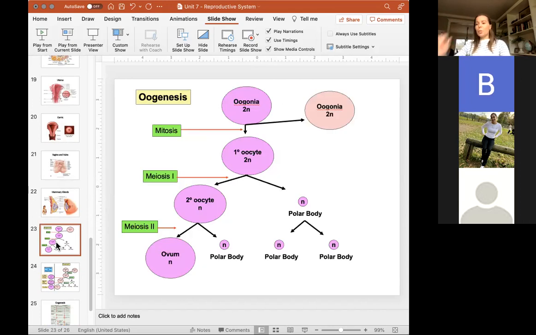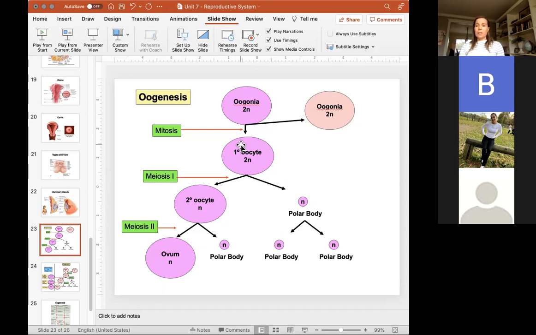Okay, so back to oogenesis. This process begins before birth. It begins in the fetus. And initially, you have just these primordial follicles. So remember, a primordial follicle is a primary oocyte. So the oogonia have divided and they've made primary oocytes. And now these are surrounded by just one layer of flat cells.